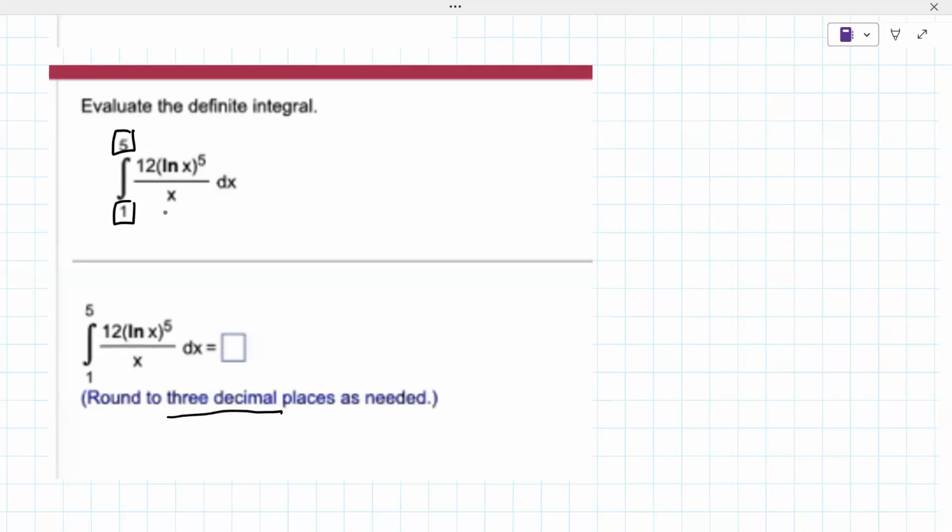It would be like 12 parentheses natural log of x caret 5. I don't know if you can get to the exponent /x. That might be the only sort of tricky thing here. So let me know if there's any issues with that. I can maybe make some recommendations.